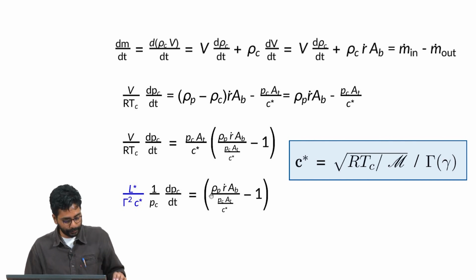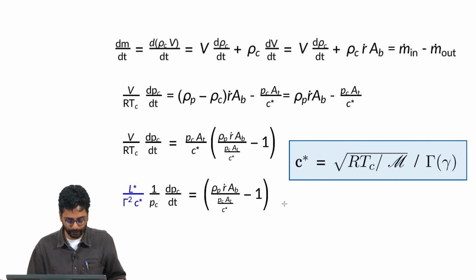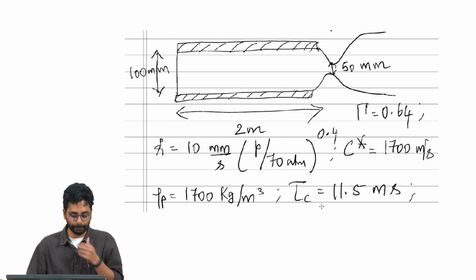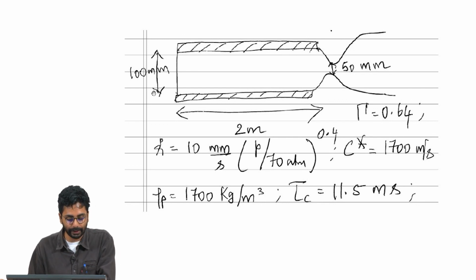So with this equation, the right hand side is non-dimensional. We will see how this equation behaves for different conditions. This will be the left hand side, this is the right hand side. We will take a typical example, a solid rocket motor with a port diameter of about 100 millimeters and a throat diameter of 50 millimeters.